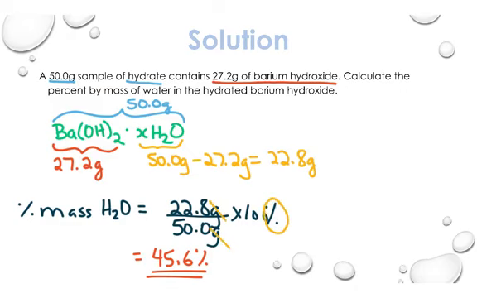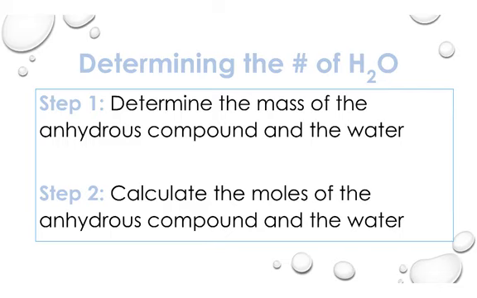All right, the second piece I need to know is how to figure out the number of waters in a formula. So just like the last example, I had X waters. Now I actually want to figure out what X is. And so I've got a few steps here. The first is to determine the mass of the anhydrous and the water. So we've done step 1 before, where we figured out both pieces, and so we'll start in the same starting place. Step 2, we're going to now figure out the moles of both the anhydrous and the water.